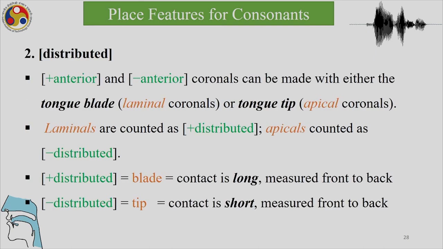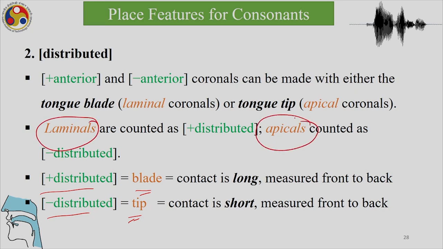And if we talk about distributed, we have plus anterior and minus anterior coronals, which can be made with either the tongue blade or tongue tip. Laminals are counted as plus distributed, apicals as minus distributed. Plus distributed is when we have the blade of the tongue, and minus distributed is when we have the tip of the tongue. So distributed involves what we studied before.